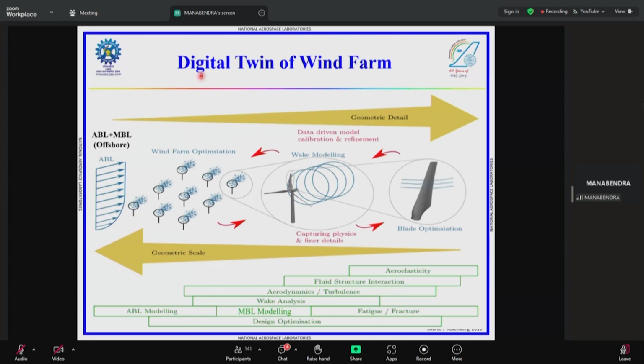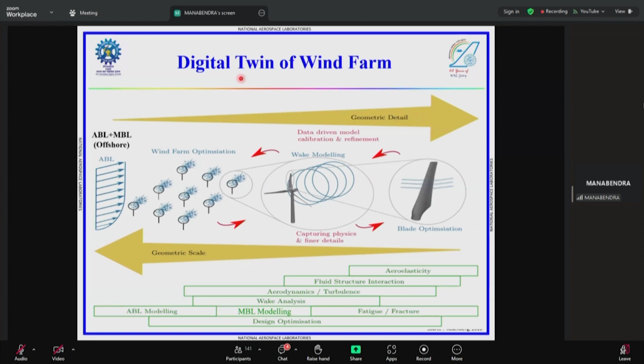You can finally create a digital twin of the entire wind farm. If it is onshore, then we only need to worry about the atmospheric boundary layer. But if it is offshore, we need to couple the atmospheric boundary layer with the marine boundary layer, which will again have its own challenges. Of course, the levels of complications and the level of geometric detailing are different at these levels, but ultimately this will be something really helpful to the industry.